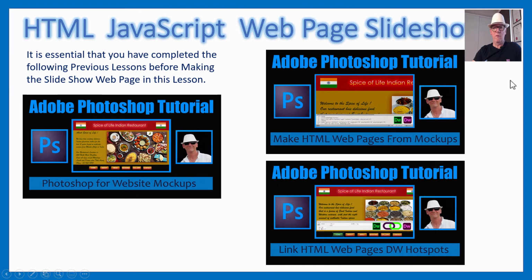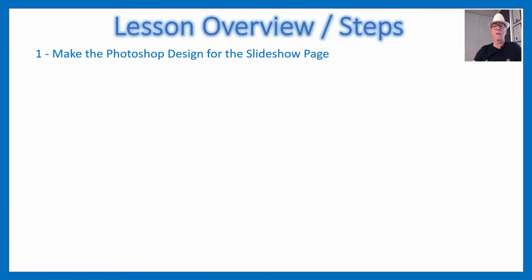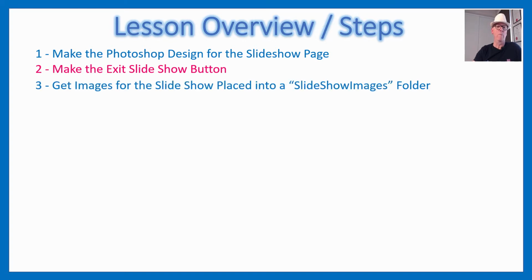Now, as we said, we've already covered those lesson downloads, we've spoken about that. Now, lesson overview steps. So the first thing is to make a Photoshop design for this new slideshow page that we're going to have. And then we need to make that exit slideshow button that's going to be at the top of the slideshow and takes us back to the home page.